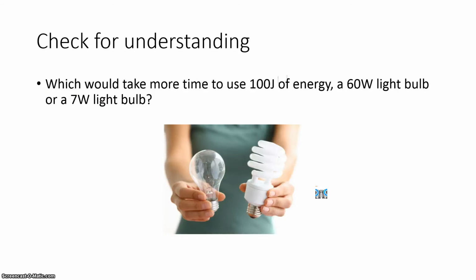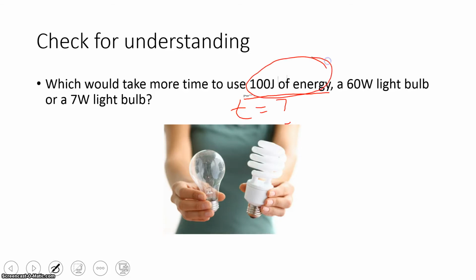A little check for understanding here. Which would take more time to use 100 joules of energy, a 60-watt light bulb or a 7-watt light bulb? You think about it. It's asking how much time each one would take, and we can actually calculate a real number for that. For 100 joules of energy, that's the work done by the light bulb. The work that a light bulb does is use up energy. So the work for each one would be 100 joules.